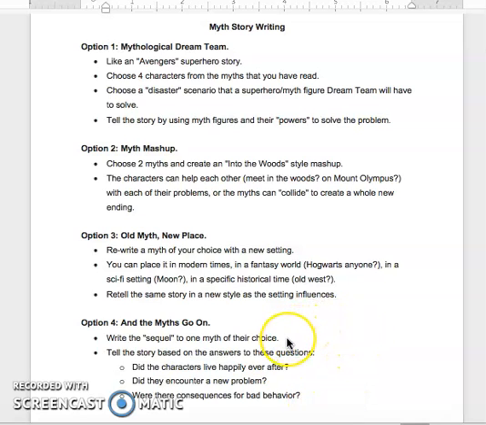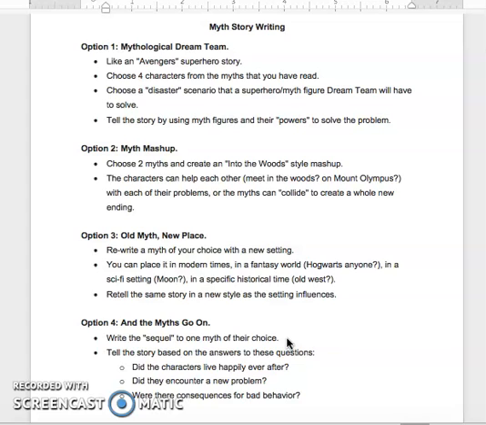Again, think about your favorite myths and think about how you still want to know what happens next. Maybe you're still interested in what happens to the characters. This is your opportunity to invent and create an ending of your choice.